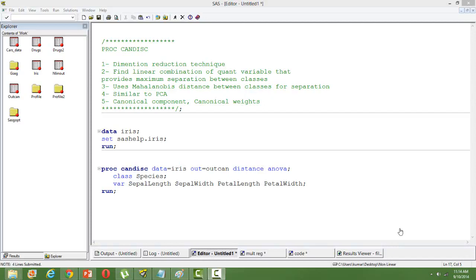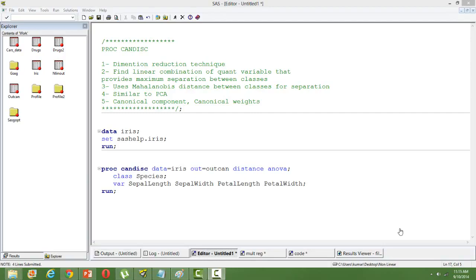Hi, in this video I'll talk about the SAS PROC CANDISC. PROC CANDISC is a canonical discriminant analysis procedure in SAS. It's used for dimension reduction for a huge number of variables. What we mean by a dimension reduction technique is that it is used to reduce a large number of variables into a small number of composite variables.